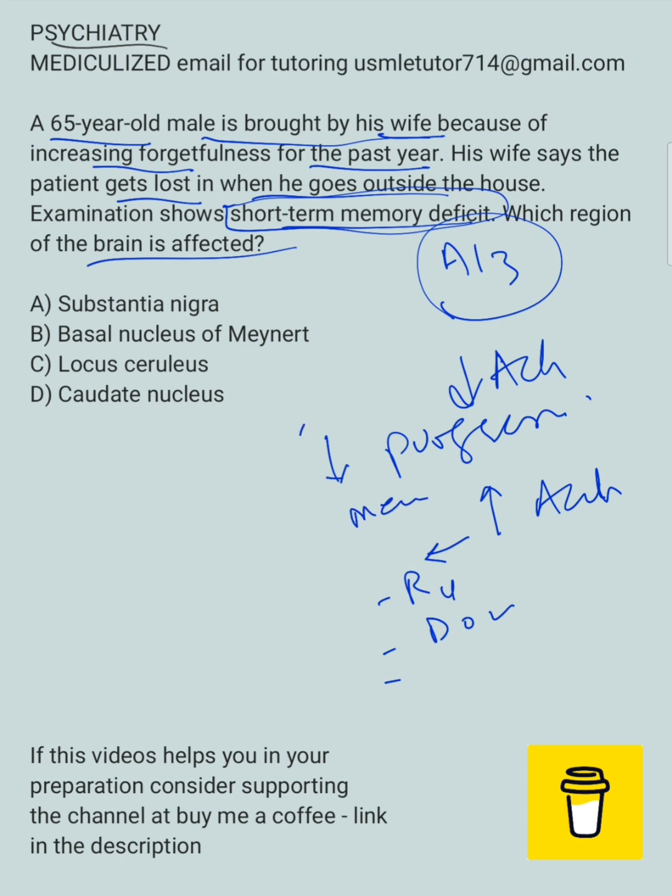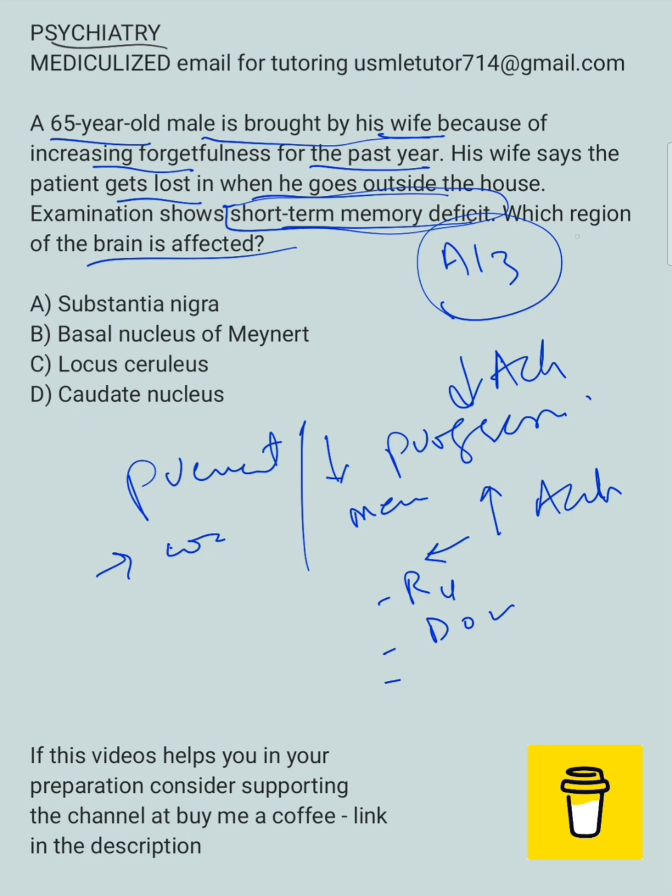Then another question they can ask is what can prevent Alzheimer's? So for example, controlling the comorbidities actually prevents Alzheimer's. For example, if someone has hypertension, control the hypertension. If someone has diabetes, control the diabetes. If someone has obesity, control the obesity.